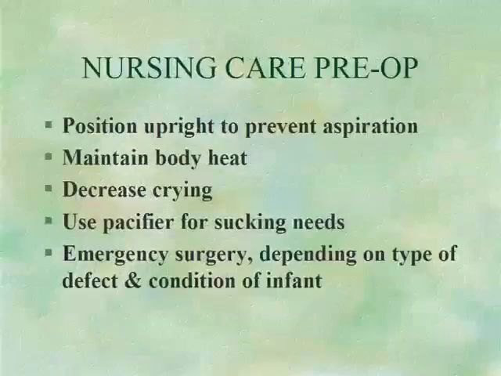Prior to going to surgery, what are some things we can do? Well, keep the child in an upright position. Let gravity work with us instead of against us to prevent aspiration. Maintaining body heat is always important, especially dealing with a newborn. Decreasing crying becomes important because as the child cries, that's probably going to cause the stomach to become distended. Again, we may be increasing the likelihood of aspiration.